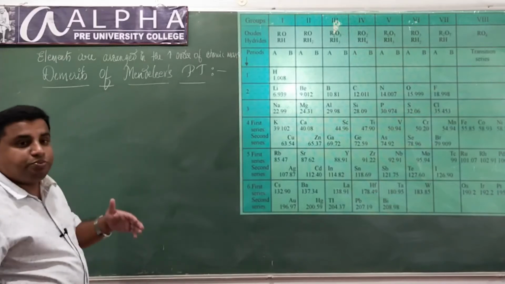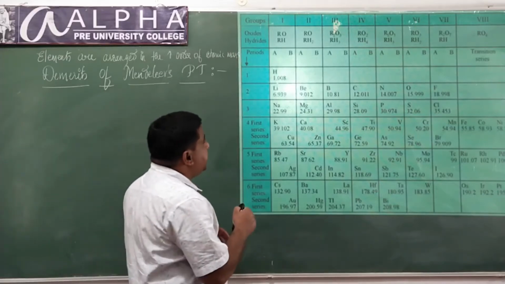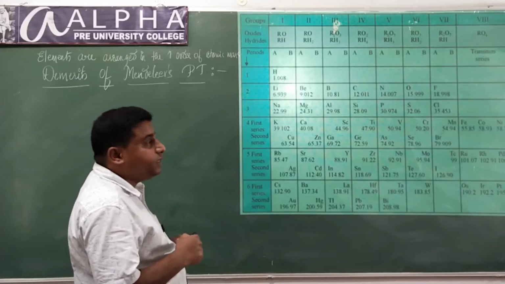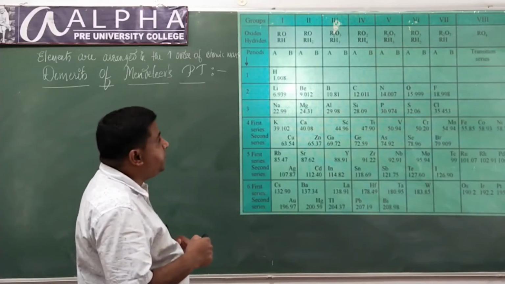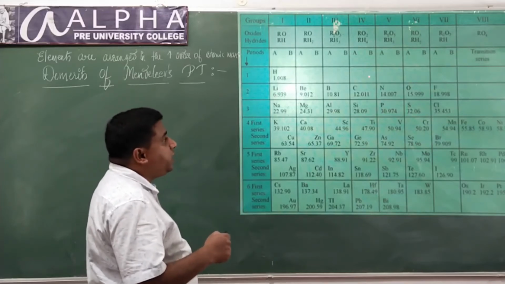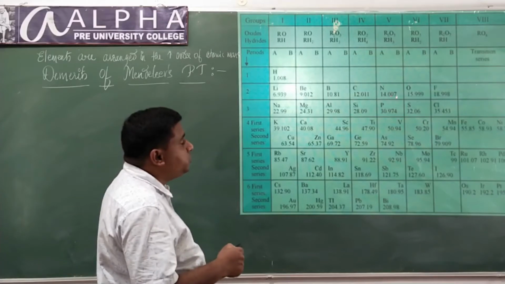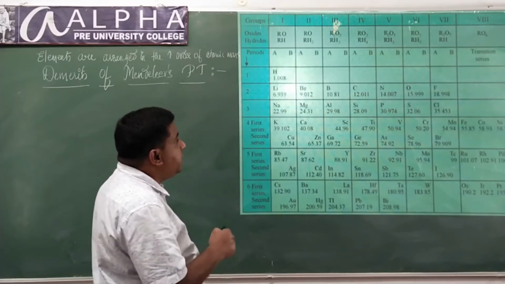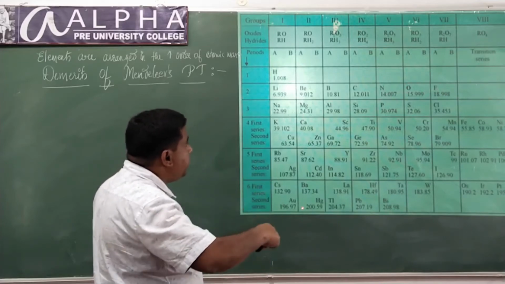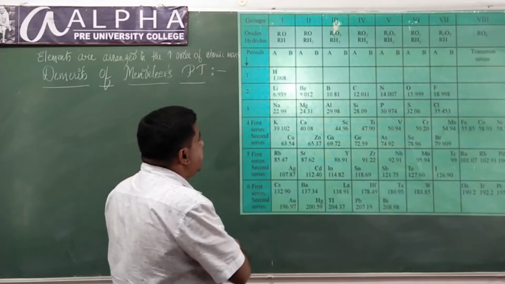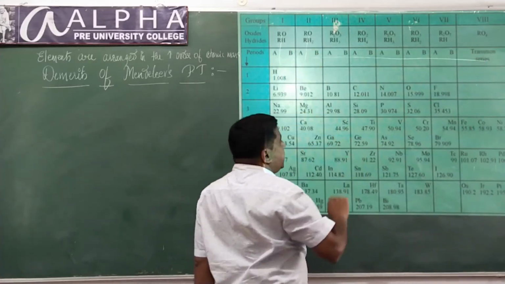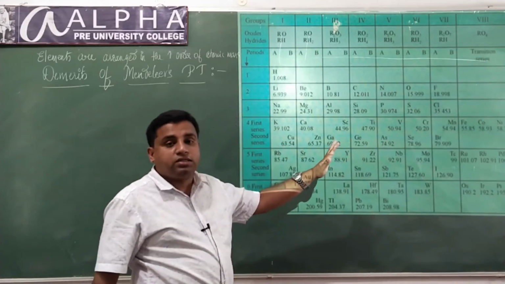So in Mendeleev's periodic table, elements are arranged in the increasing order. Hope you can see this. Hydrogen atomic mass is 1.008. Next, lithium 6.939, beryllium 9.012, boron 10.81, carbon 12.011, nitrogen 14.007, oxygen 15.999. Like this, elements are arranged in different horizontal rows and vertical columns in the increasing order of atomic mass.